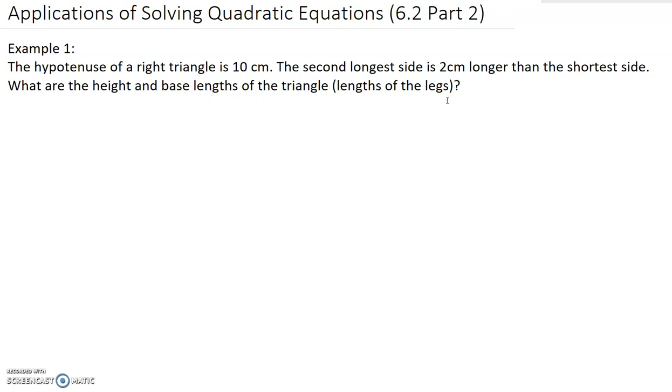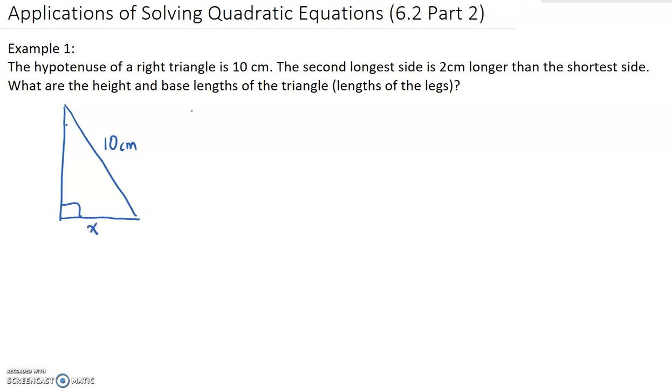Well, I would suggest reading this question over 2 more times. Once to draw a diagram, and then once to check to make sure that diagram is correct. So let's do that one more time. The hypotenuse of a right triangle. So let's draw a right triangle here. Here's a right triangle. The hypotenuse, it's the longest side, it's always opposite the 90-degree angle, is 10 centimeters. The second longest side is 2 centimeters longer than the shortest side.